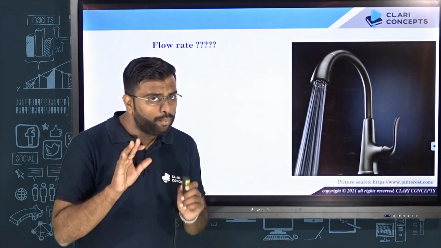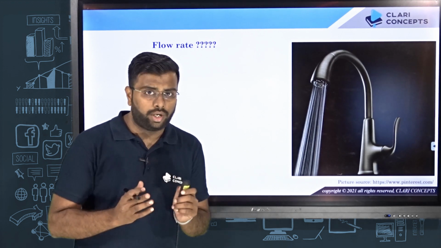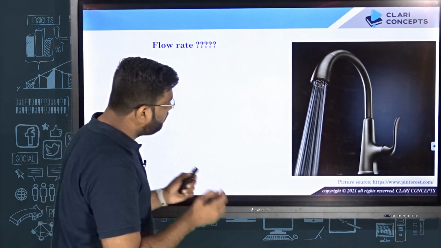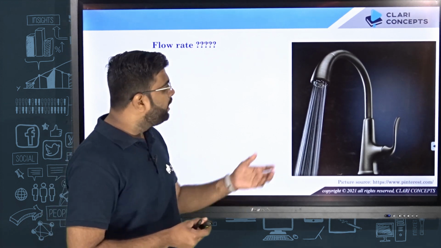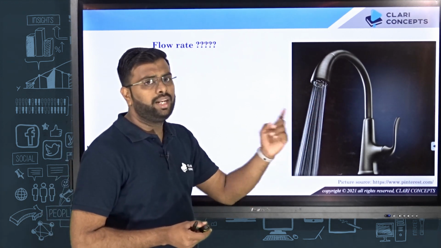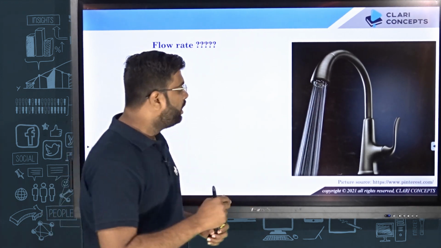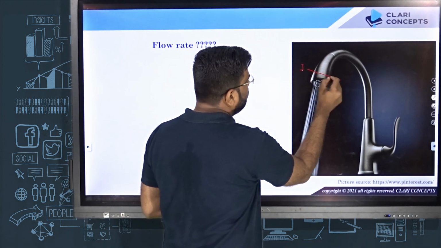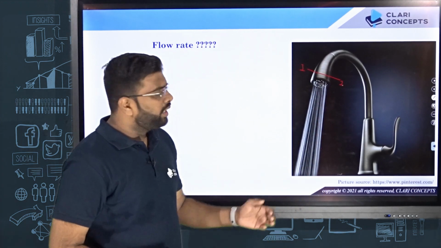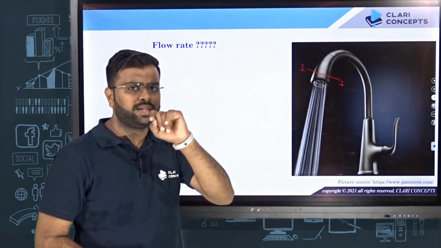First, I hope you are aware of the meaning of flow rate. What do you mean by flow rate? Flow rate means how much amount of water is coming out through this particular tap in 1 second. Again, I am repeating: from any section, let's say this is the section 1-1, how much amount of water is crossing this section in 1 second?